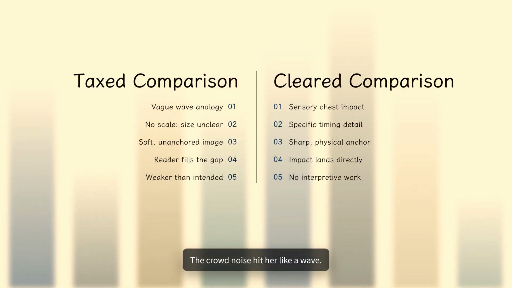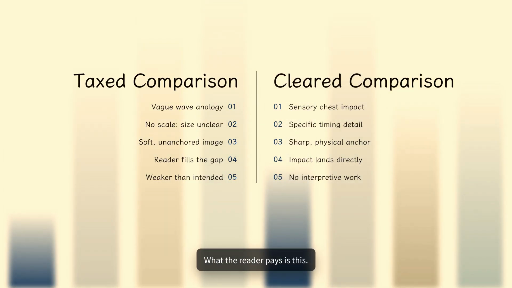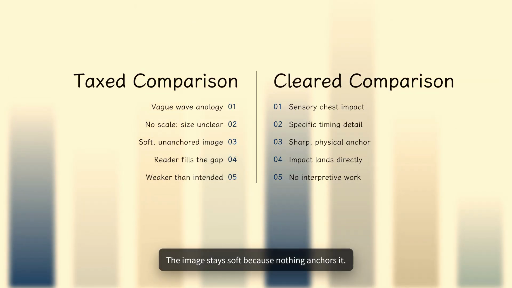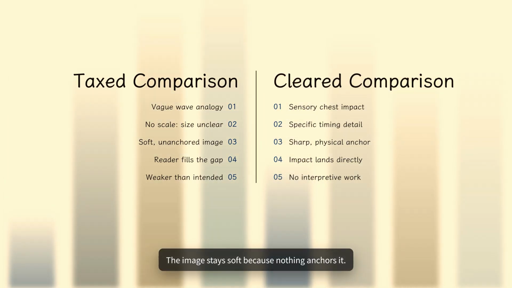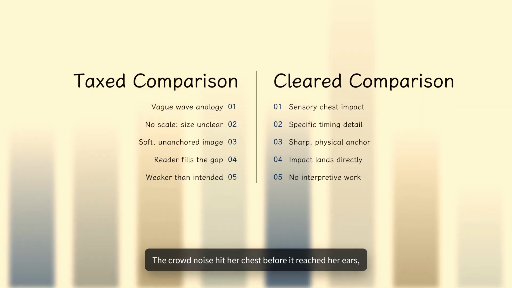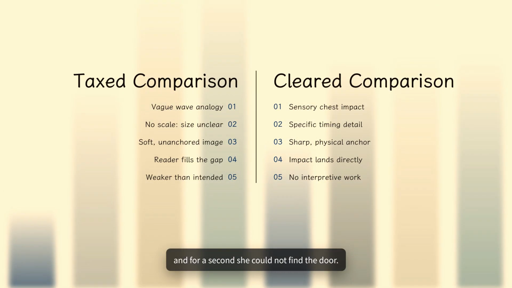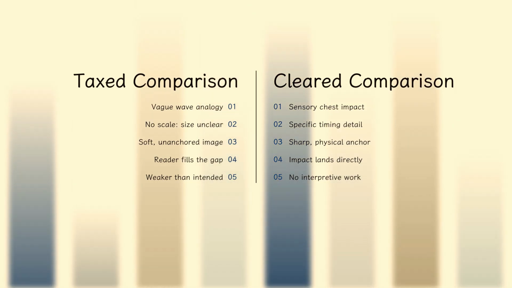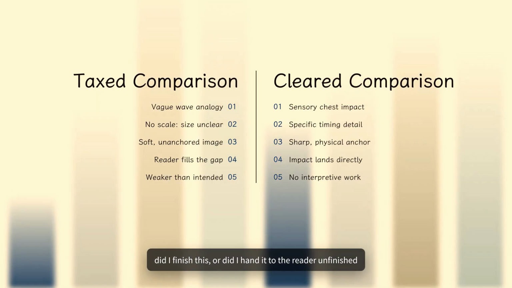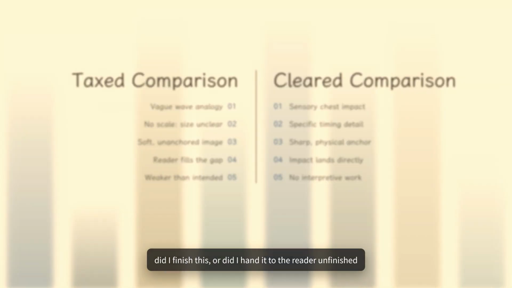The crowd noise hit her like a wave. What the reader pays is this. A wave of what size? The image stays soft because nothing anchors it. Now, the cleared version. The crowd noise hit her chest before it reached her ears, and for a second she could not find the door. Ask yourself after every comparison, did I finish this, or did I hand it to the reader unfinished?